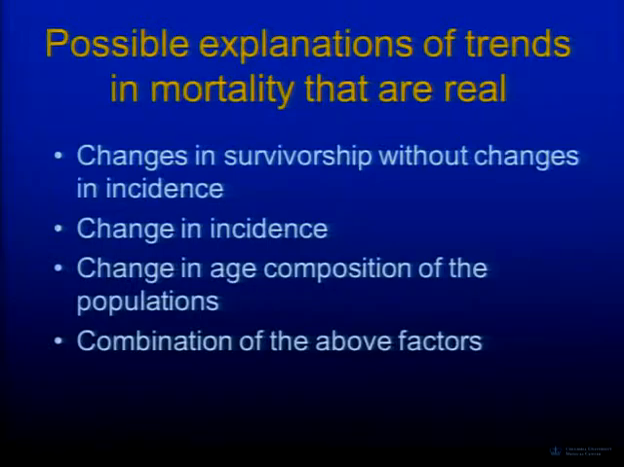So there are also other explanations. Maybe there's really a change in mortality, but we can help explain it. There could be changes in survivorship, or how many people with the disease end up dying without changes in the incidence. It could be that there's a change in the incidence. More people are getting the disease, and that's why the mortality is going up, because you have more people with the disease. It could be a change in the age composition of the populations.